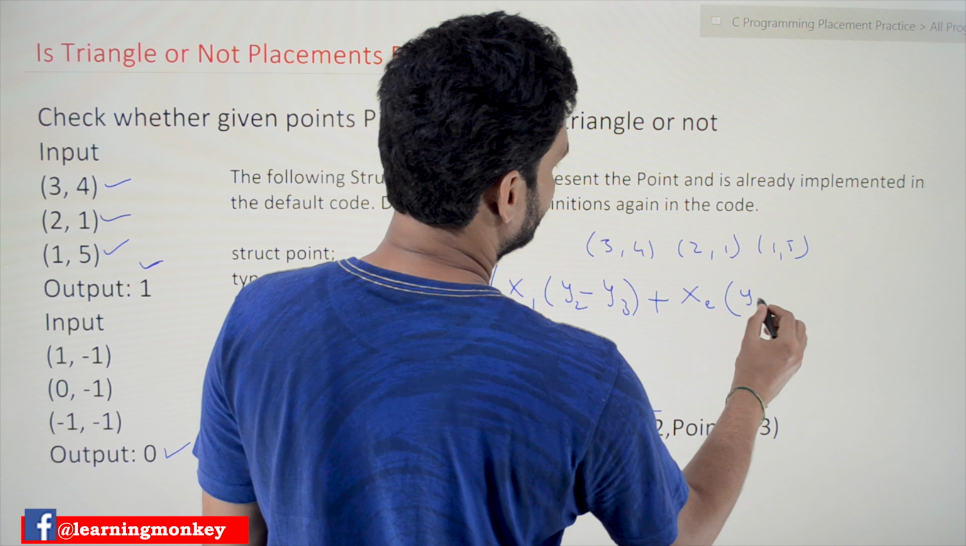There is no need for us to write these definitions again in the code. There is no need for us to write about this structure. We just have to assume that the structure and the members of those structures are already defined. These are the structure variables of this point.